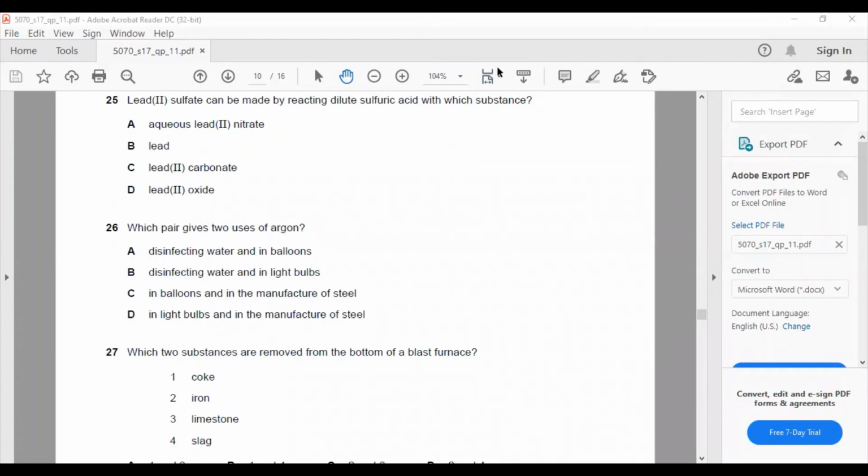Which pair gives two uses? This is why this question is cancelled by CIE. More than one option is correct. Which pair gives two uses of argon? It's very easy. Not disinfecting water, not in balloon, in light bulb, and in the manufacture of steel.